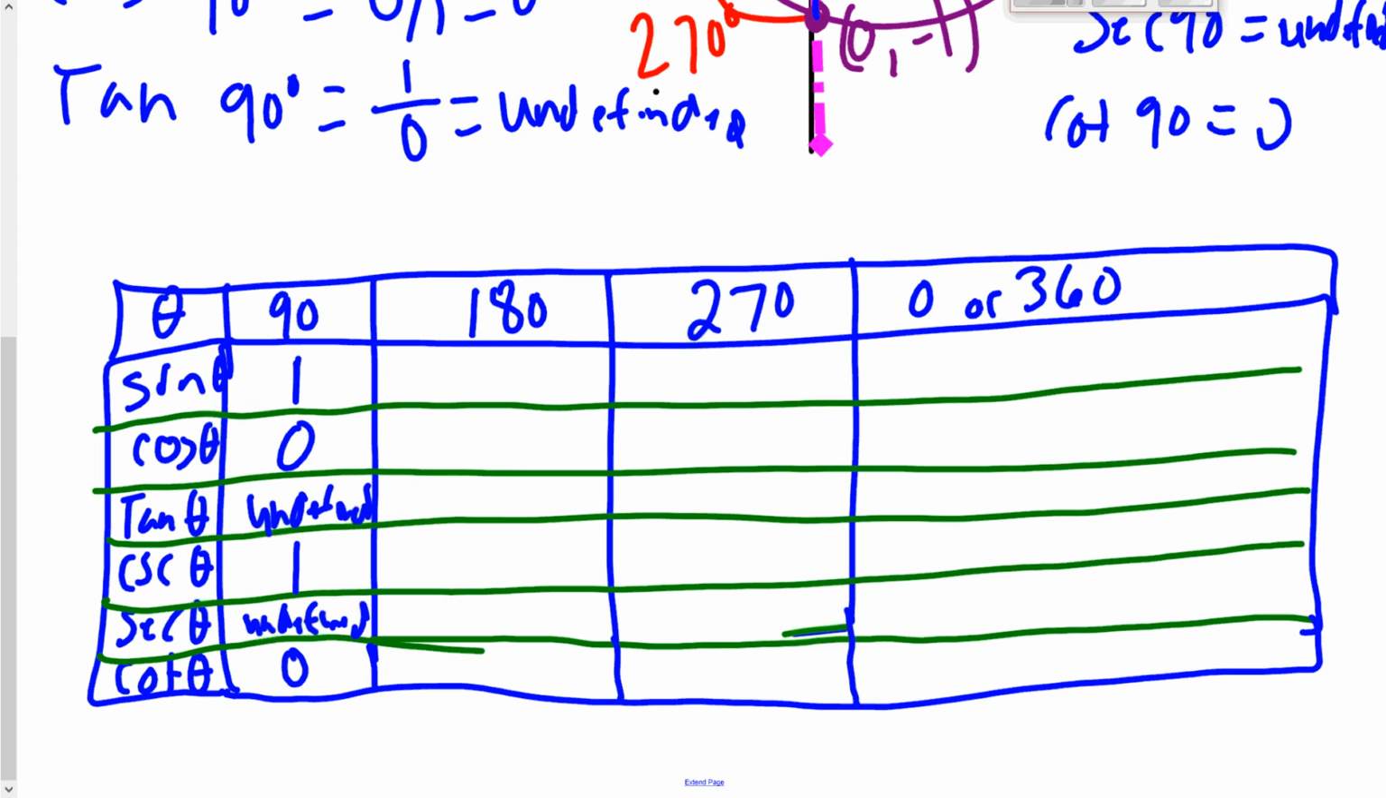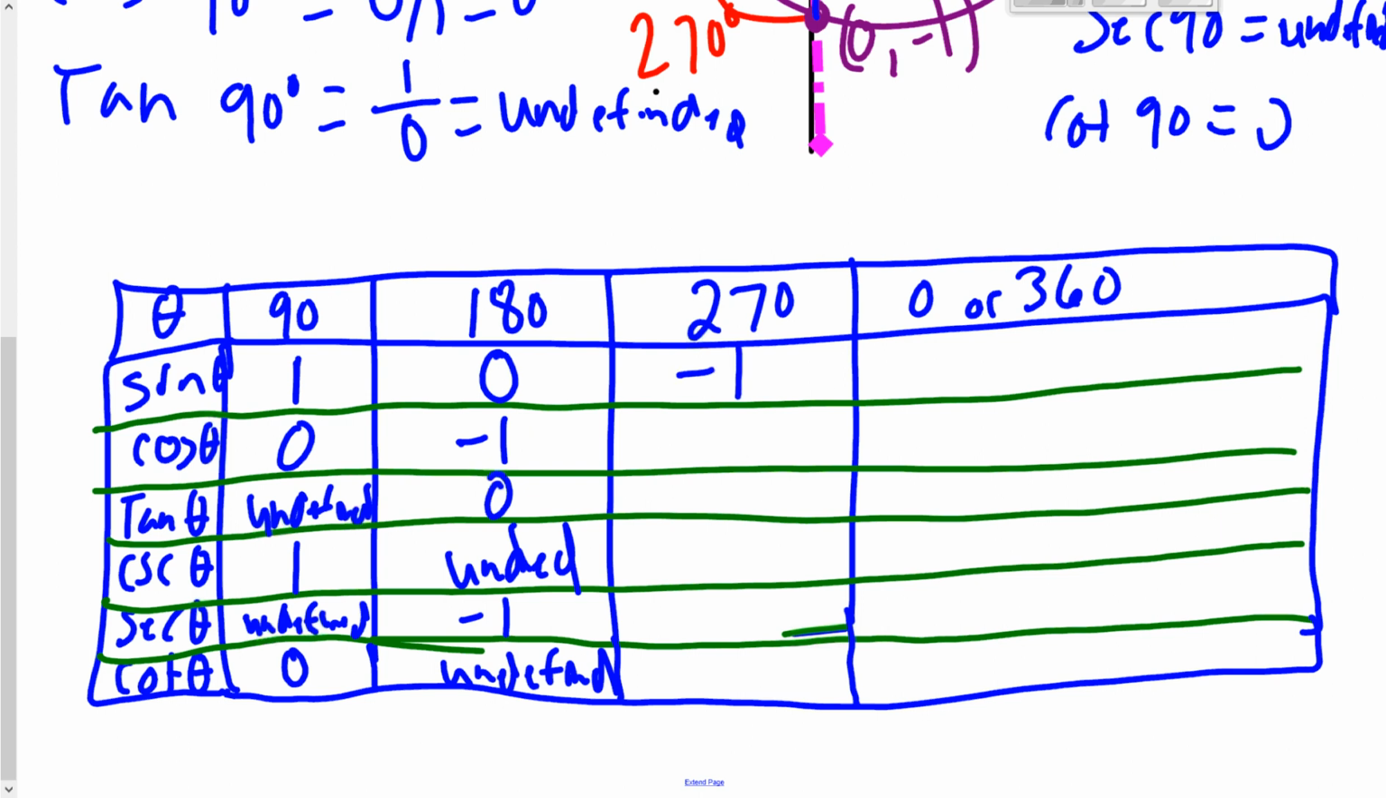As we look at these, most of them are the same, or they just switch order, right? For 180, sine would be 0, cosine would be -1, tangent would be 0, cosecant would be undefined, and then secant would be -1, and then cotangent would be undefined. So you notice how they just switch, right? Same thing with sine. It comes back.